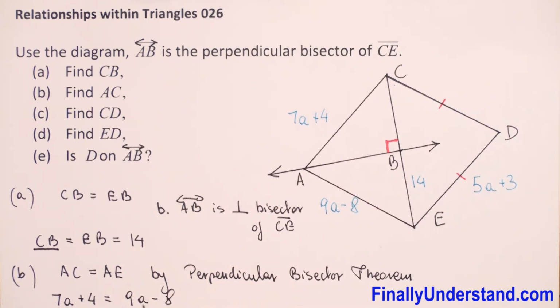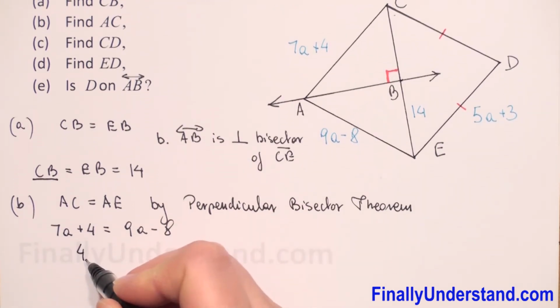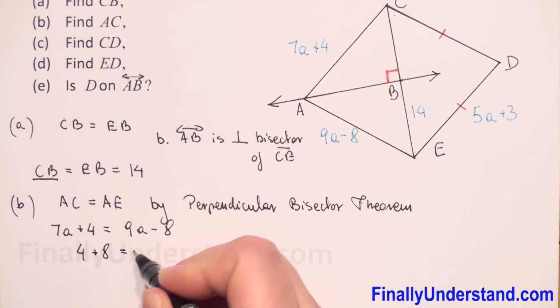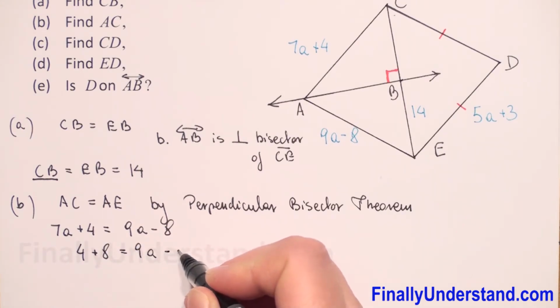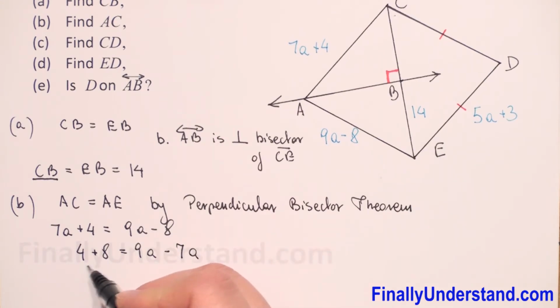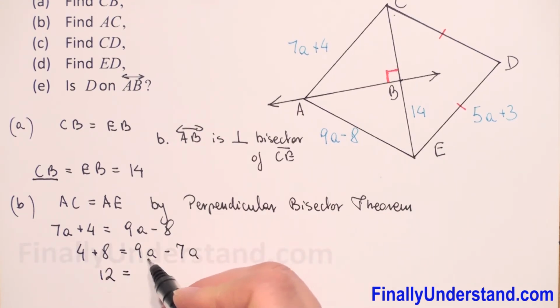So now we have to solve this equation and find unknown a. So I will move 7a to the right side because the coefficient for a is greater on the right side, and I want to get positive expressions. We will move 7a to the right side and negative 8 to the left side. So we will copy 4 and it will be plus 8 is equal 9a minus 7a. 4 plus 8 is 12 is equal 9a minus 7a is 2a.